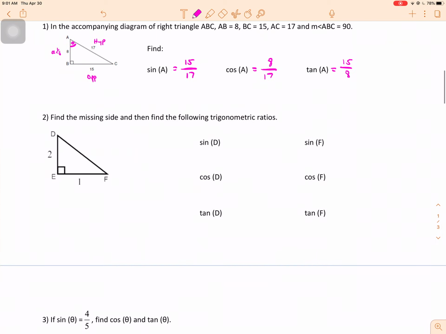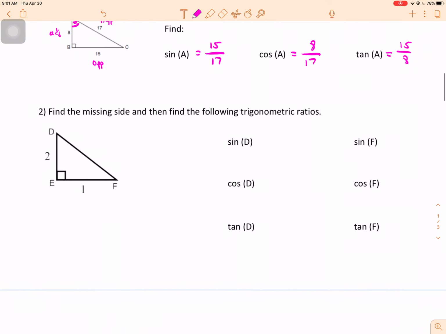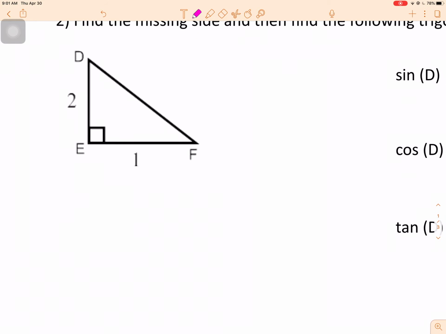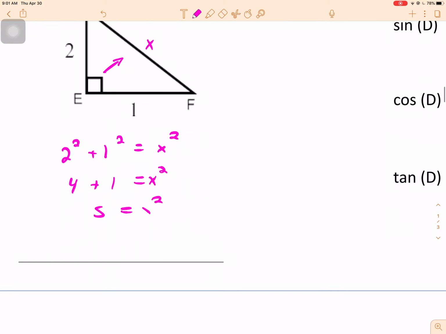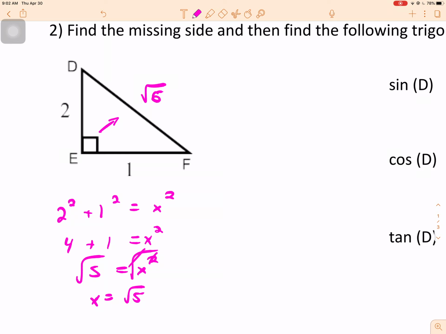Okay, so we'll do one more problem here, might do two more. Find the missing side and then find the following trigonometric ratios. So here you go. We have a right triangle, but we only have two sides, so we'd like to use Pythagorean theorem. Let's call this the hypotenuse. We can call it c, you can call it x, it doesn't matter. So now we get 2 squared plus 1 squared equals x squared. So 4 plus 1 equals x squared. 5 equals x squared. Take the square root, and you get x equals the square root of 5. It's not a perfect square, and you cannot simplify it. So let's just write, instead of x, rad 5.